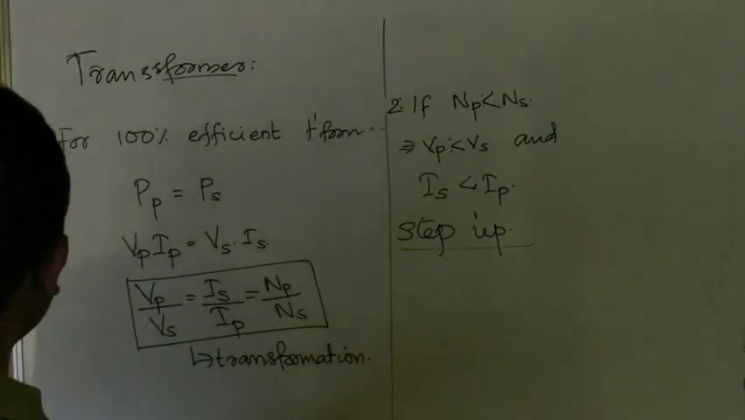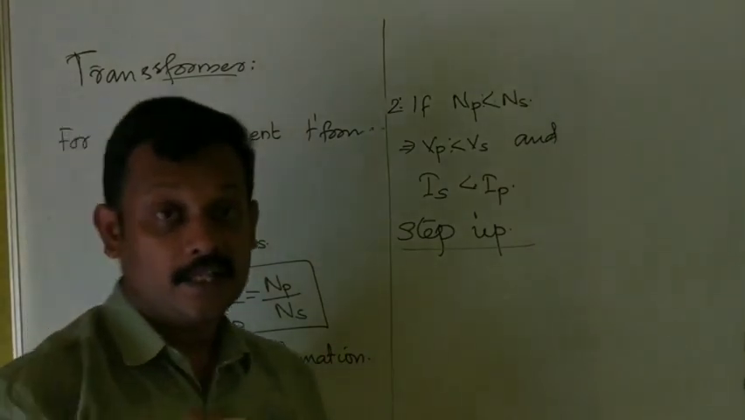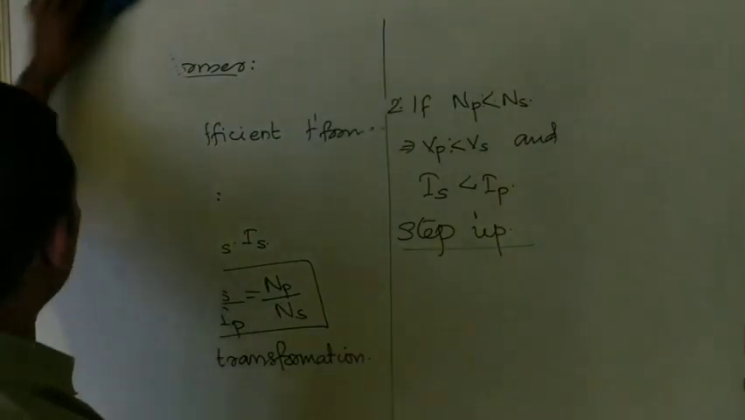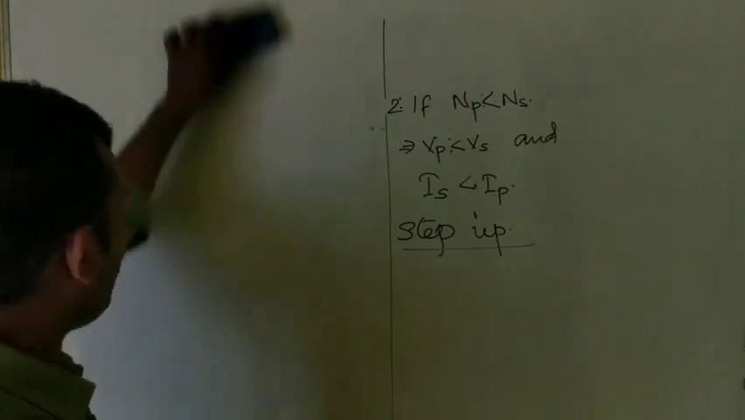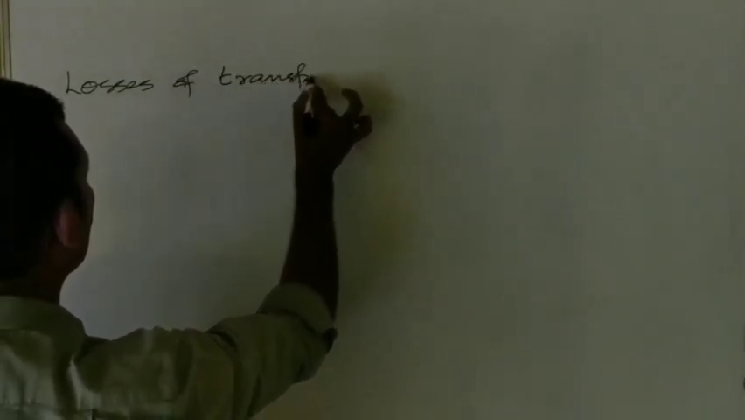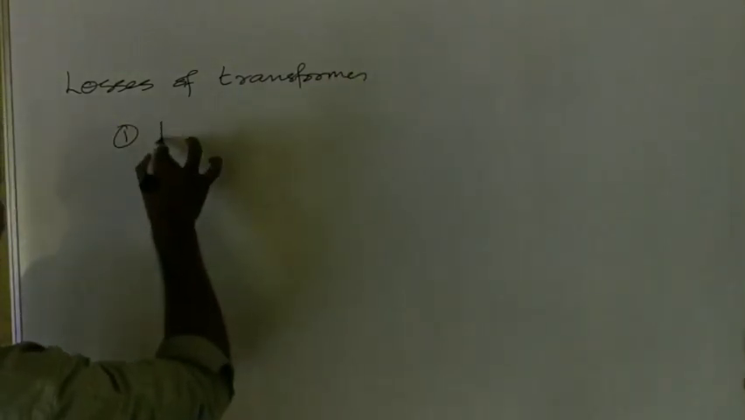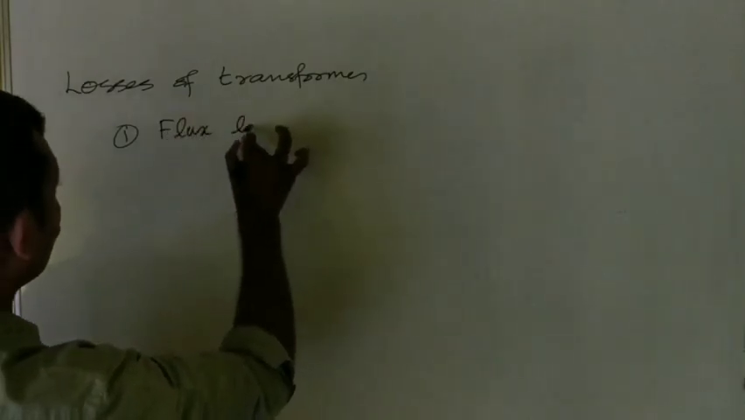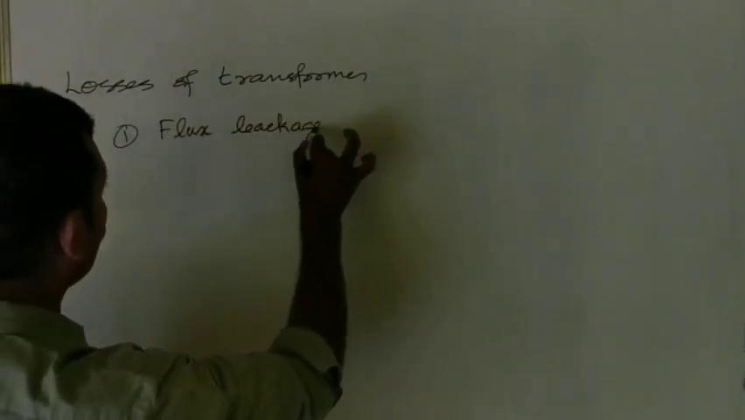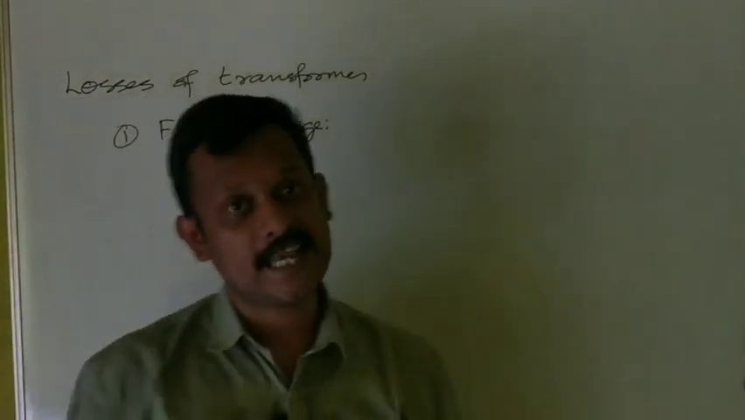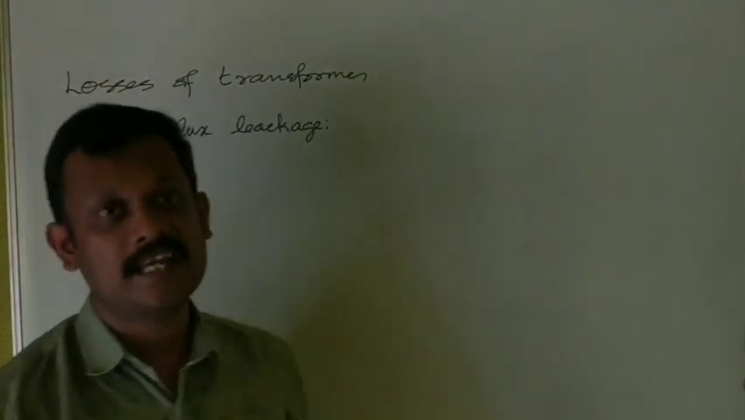Now before we wind up the chapter, actually this is a topic from the next chapter, but since it is very close to the topic we dealt with, that is the reason why I am taking it together. We will consider various losses associated with a transformer. Losses of transformer. The first loss that is associated with a transformer is flux leakage.